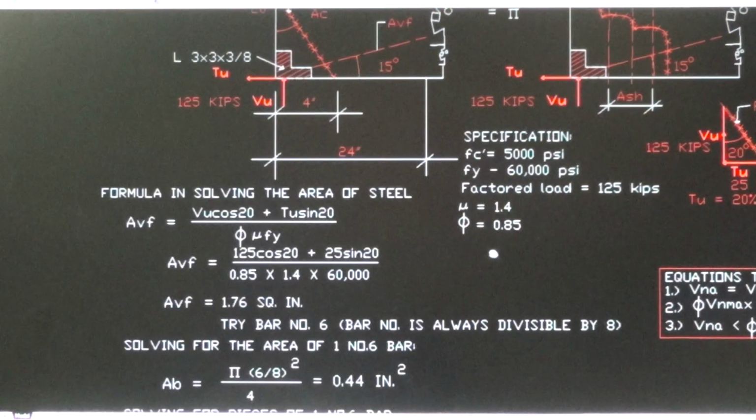So the AVF, the total area of the reinforcement, is equal to 125, the VU cosine 20 degrees plus TU sine 20 degrees, divided by the reduction factor times 1.4, this is the formula here, times the Fy of 60,000 psi.